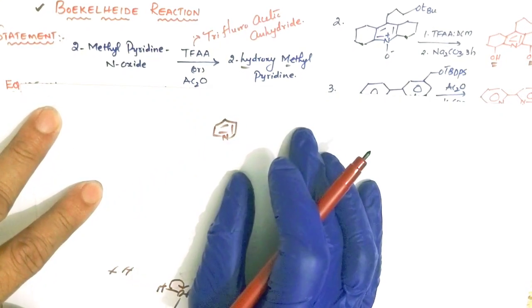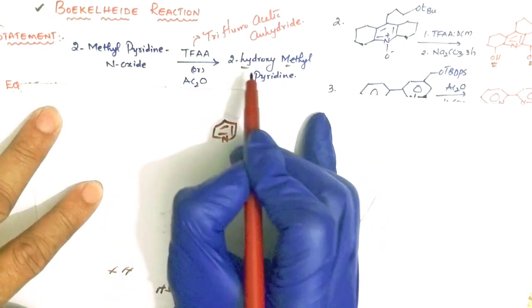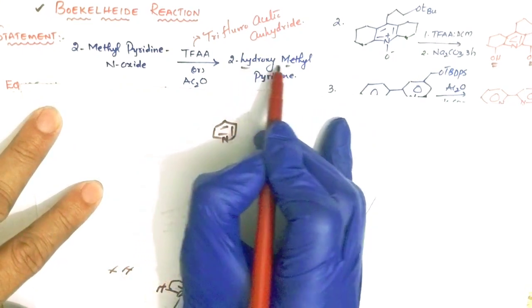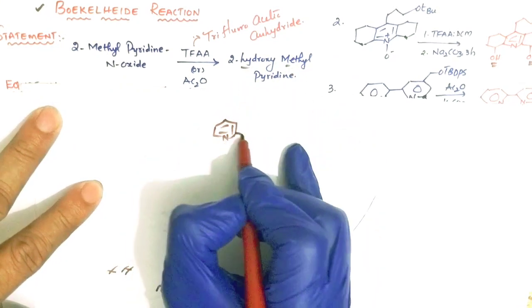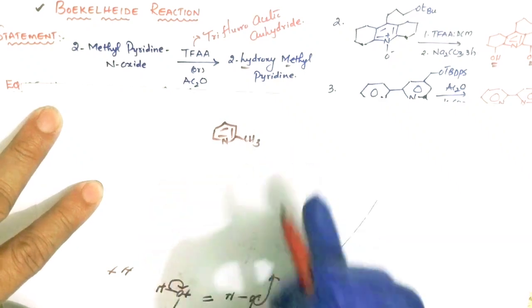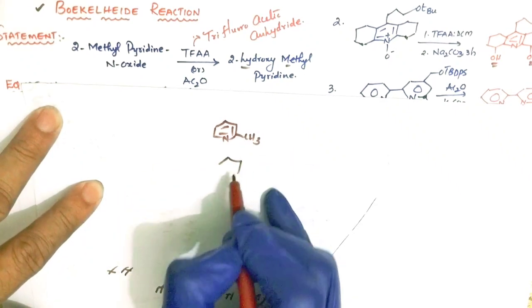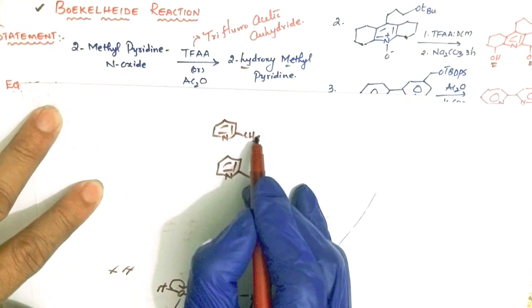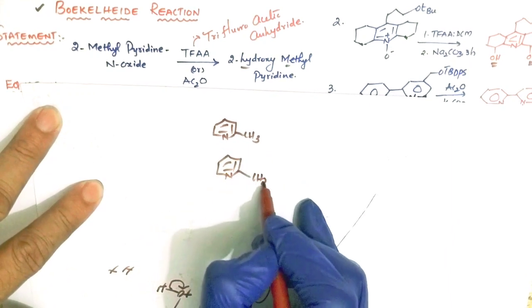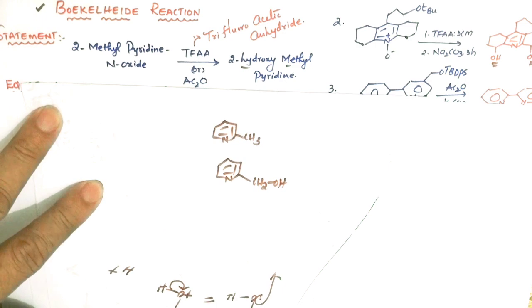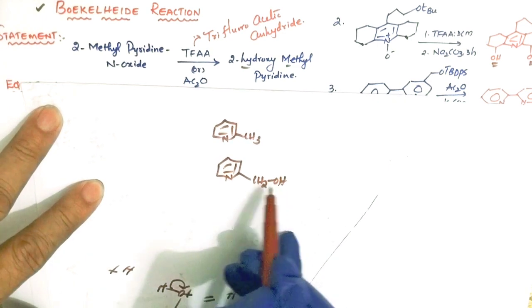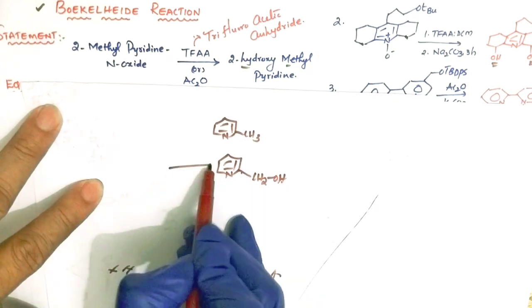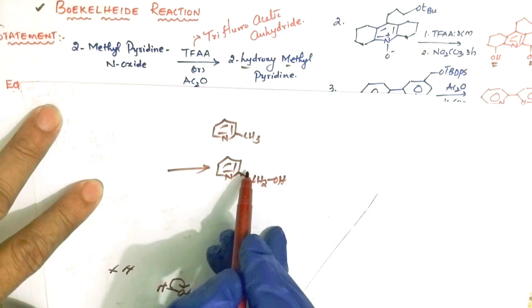This is the pyridine structure. At the second position, what do we need? Hydroxymethyl. If you place CH3, that is methyl. But what I need is hydroxymethyl. So I need to replace one of the hydrogens with an OH group. That is hydroxymethyl at the second position. So this is our product.